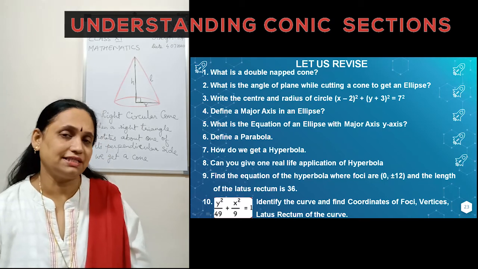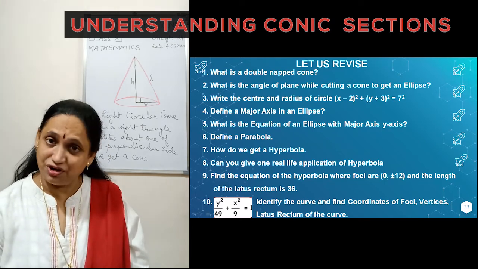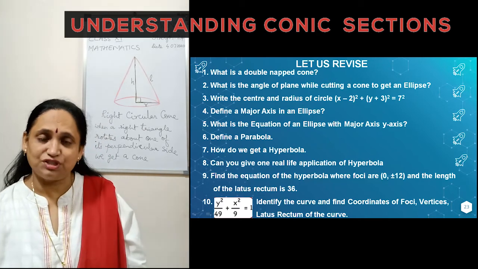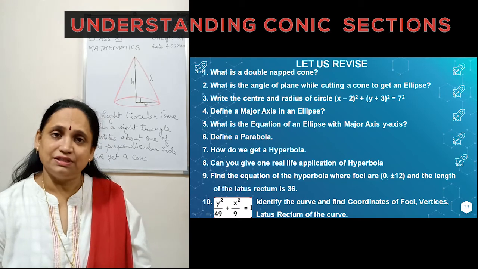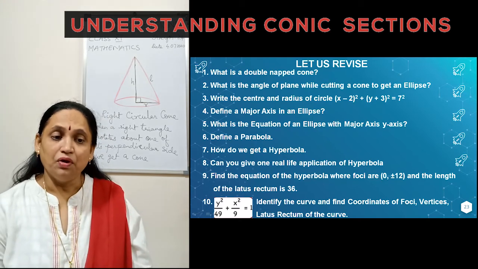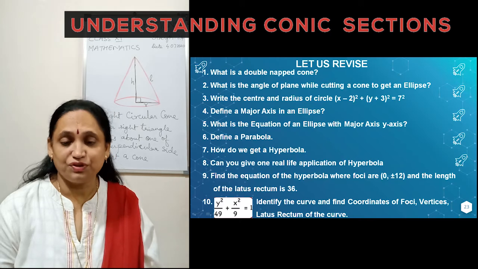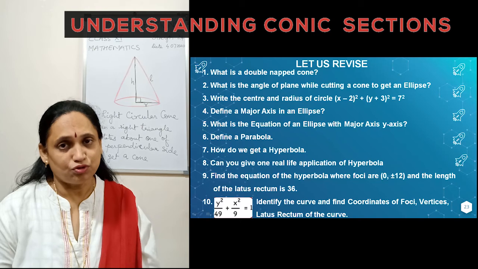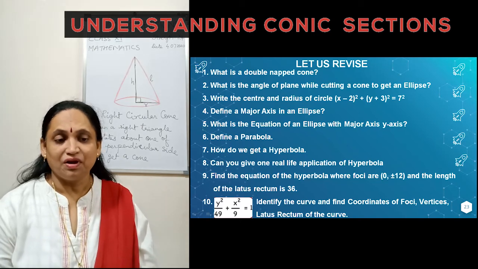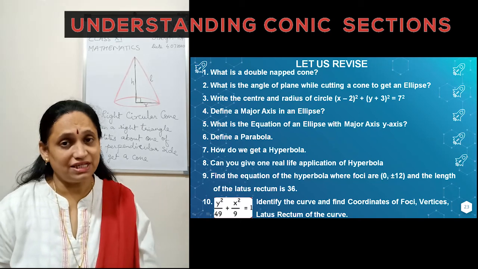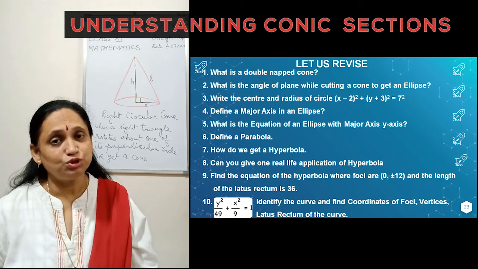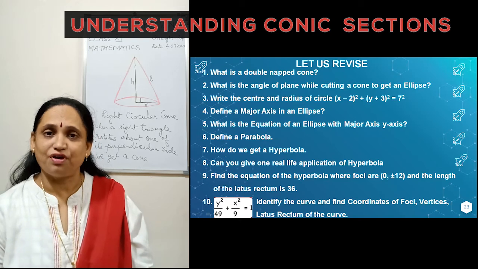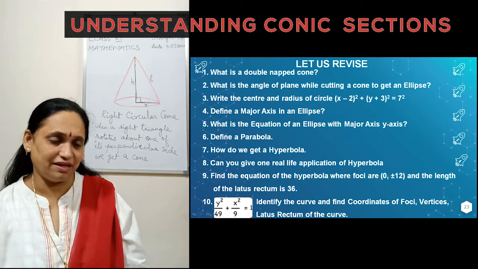Define a major axis in an ellipse. What is a major axis in an ellipse? Yes, you know it very well, that the axis on which the foci lie is called the major axis of an ellipse. What is the equation of an ellipse with major axis as y-axis? We have done it just now, so you will be able to answer. Define a parabola. You have seen an animated image and I'm sure you will be able to say that it is the locus of points which are equidistant from a fixed point and a fixed line.